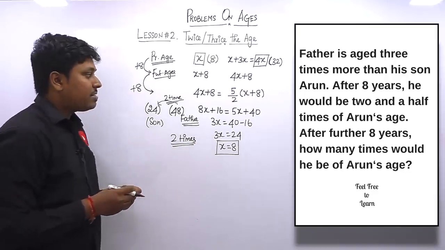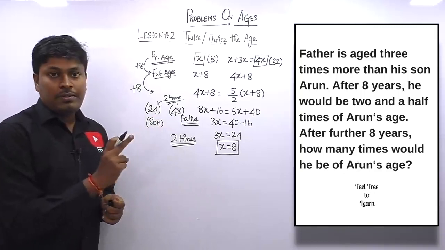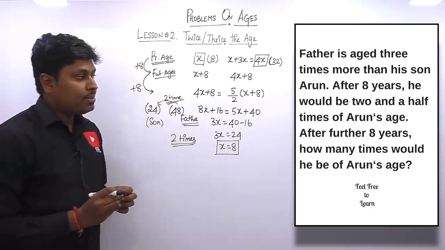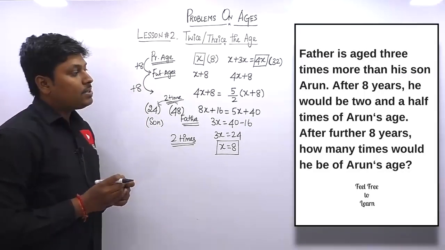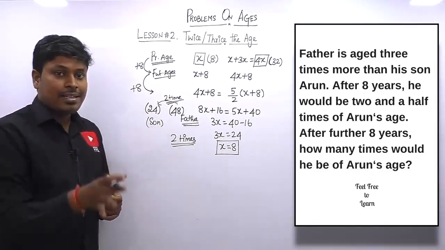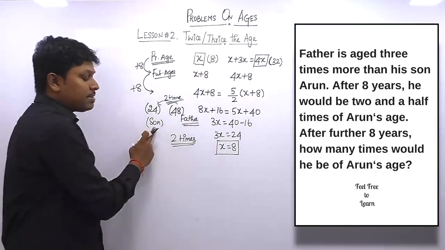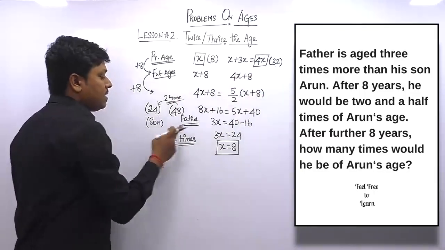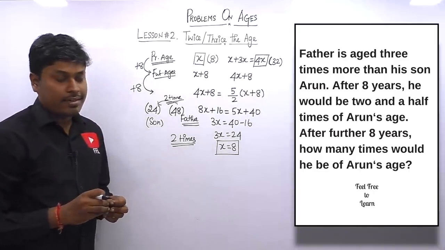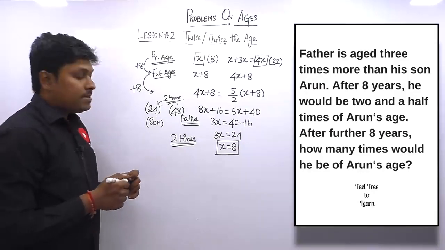Interesting question. Remember, don't forget the 2 points which I taught you initially, most important. So 3 times more should be taken as 4x. And here they are talking about the first 8 years and a further 8 years, totally 16 years. So after 16 years the son's age will be 24, and from the father's present age of 32, after 16 years the father's age will be 48. So finally the answer for this question is the father's age is 2 times the son's age.